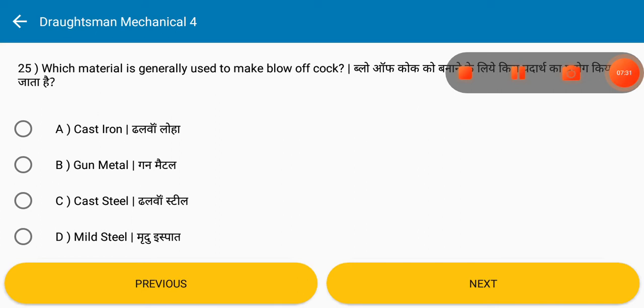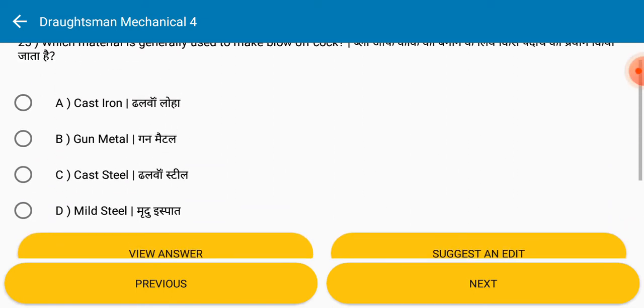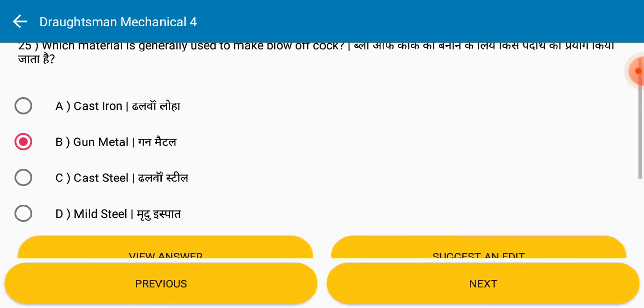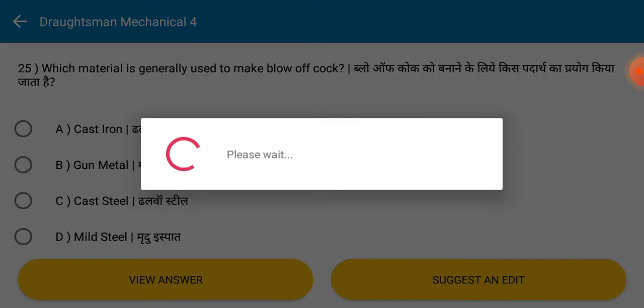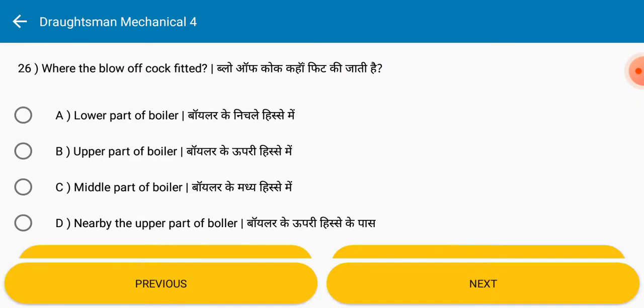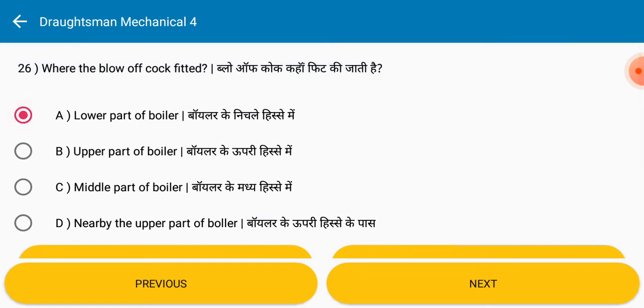Which material is generally used to make blow-off cock? The right answer is option number B, gunmetal. Is generally used to make blow-off cock. Next question. Where the blow-off cock fitted? The right answer is option number A, lower part of boiler. Next question.